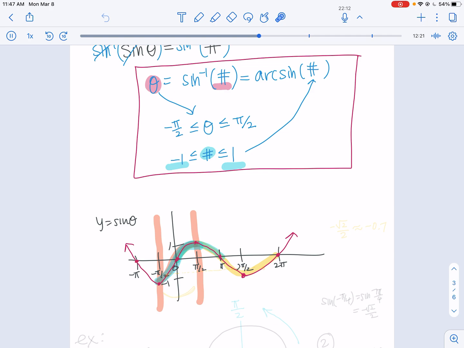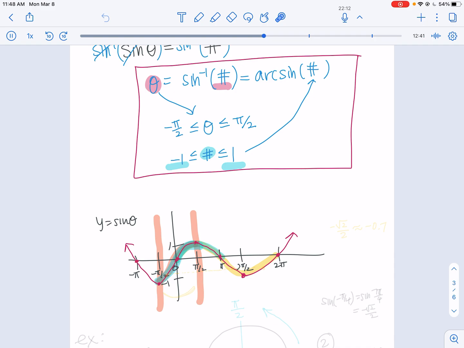Yes, question. So for a sine, we need to put it between negative pi over 2 and positive pi over 2, right? Your ratio needs to be between negative 1 and 1. Right now we're focusing on the angle. Your angle has to be between negative pi over 2 and pi over 2.